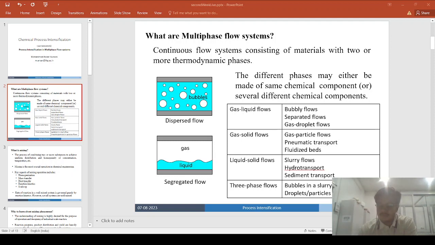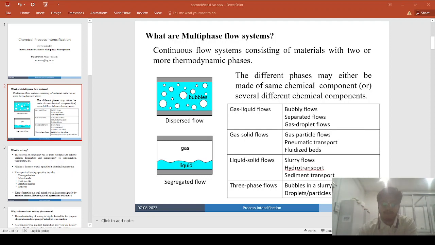You will be sending gas through the aerator at the bottom of the column, and then there will be a stirrer or a mixer that will be generating the foam from the liquid.